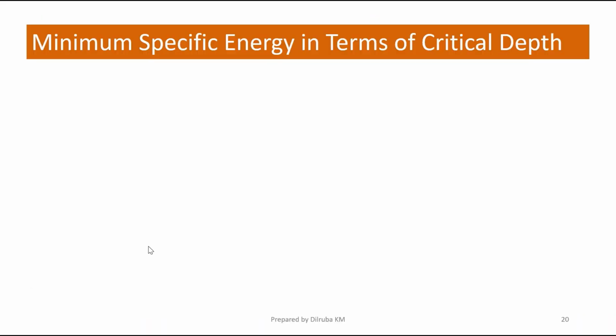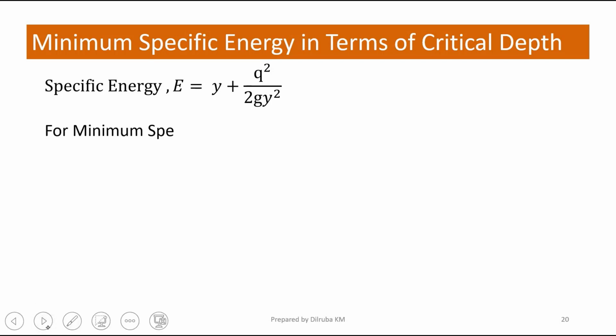Now let us see the minimum specific energy in terms of critical depth. We know the equation for specific energy is E is equal to y plus q squared by 2g y squared, where small q is the discharge per unit width. For minimum specific energy, it will occur only when the depth of the flow becomes critical depth.